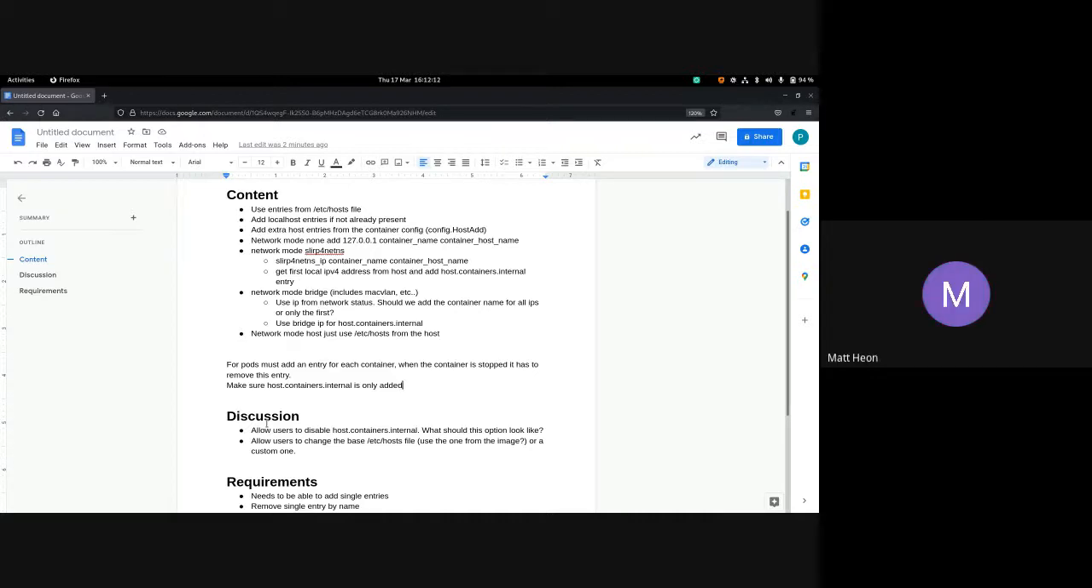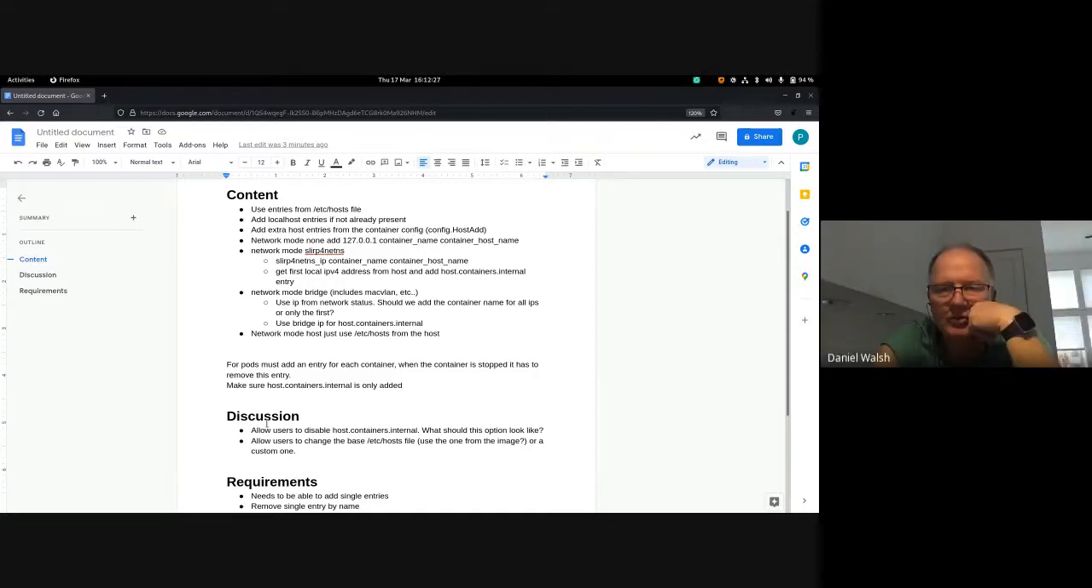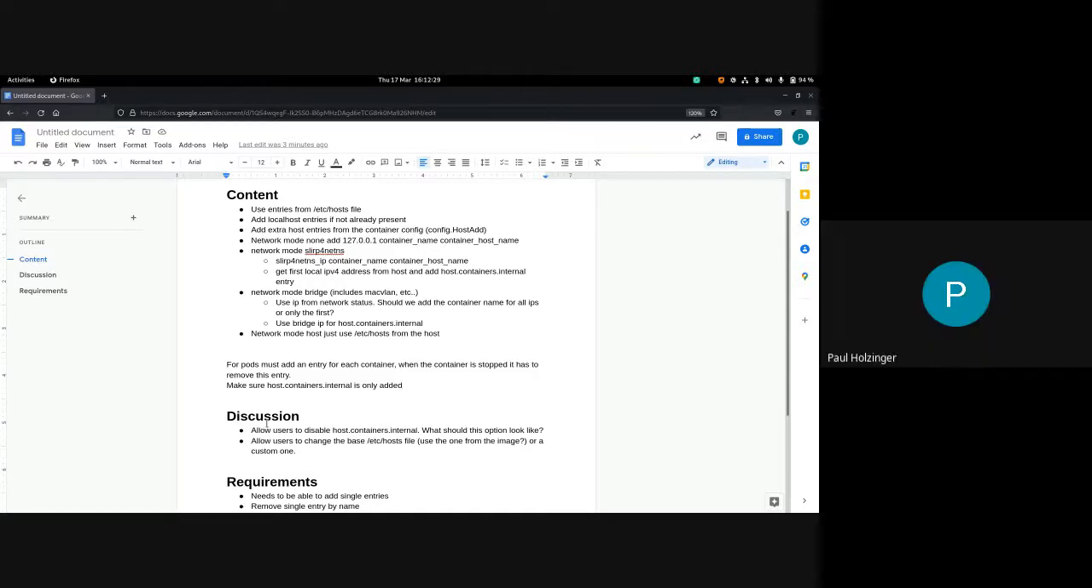So can we do the public IP? Yeah, that's what I would go with, the public IP in this case. So the container IP on eth0 or whatever. That seems reasonable to me. Okay, so let me write this down.